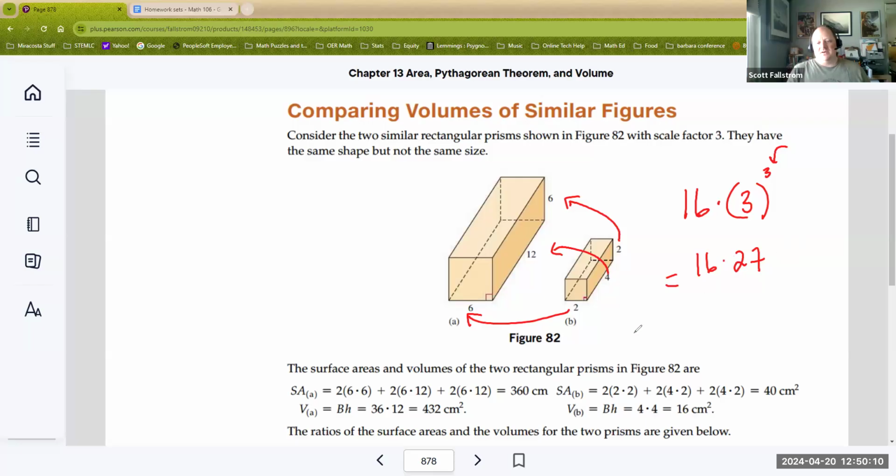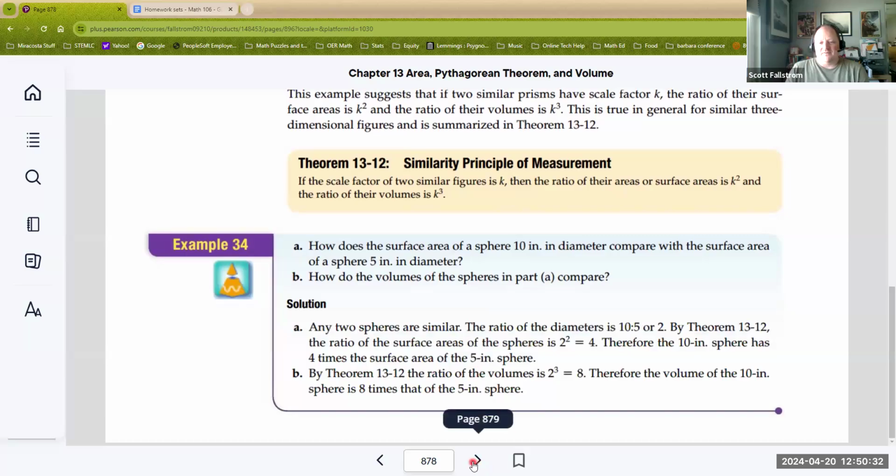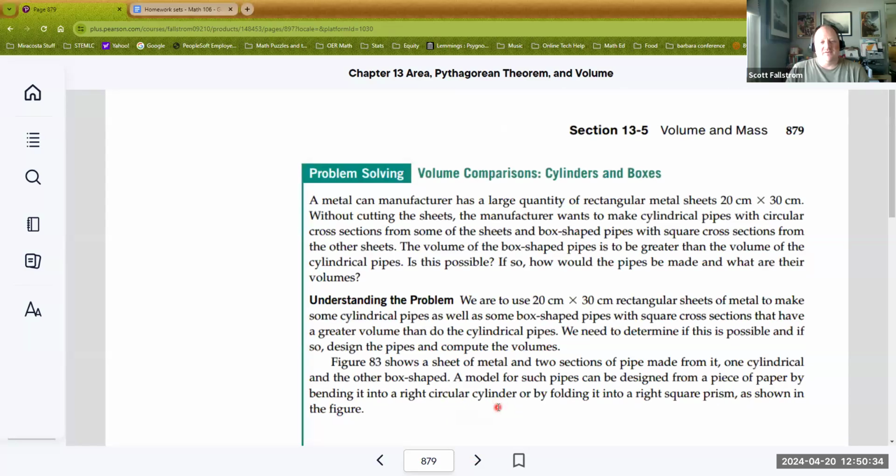And that does come out right down here to 432. They did it the long way, but once you start to see these connections, it is magical how they're related. So if the scale factor of two similar figures is k, the ratio of their areas or surface areas is k squared, and the ratio of their volumes is k cubed. Basically, every unit that you use, you multiply it by itself however many times you have for that dimension.